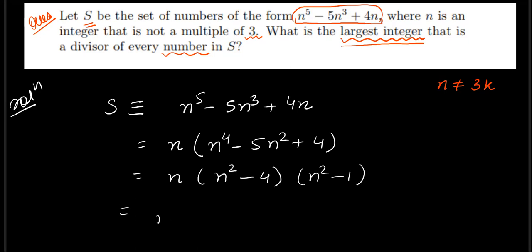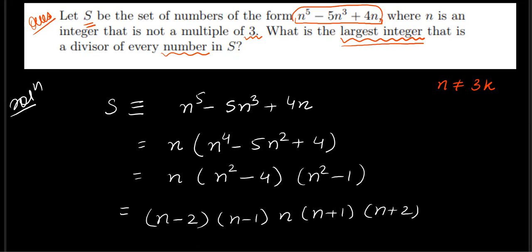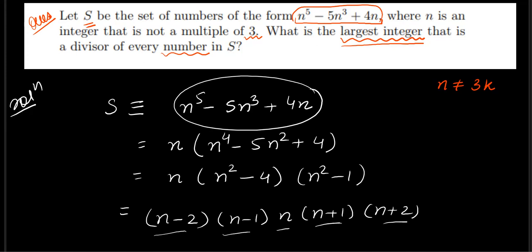So we can write it as n minus 2. Now look at the factors. I'm just arranging them in increasing order, okay? So it will be n plus 1, and after that n plus 2. So these are the 5 factors of a number of this type, and n is any integer. So basically this is the product of 5 integers.